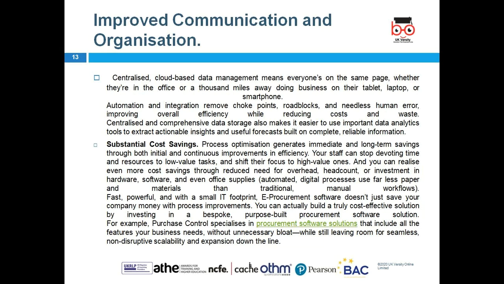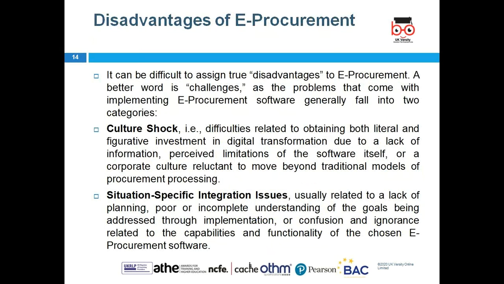Substantial cost saving. That's a key advantage. There is a huge cost saving in threes: man, material, and money. E-procurement software doesn't just save your company money with process improvement. You can actually build a truly cost-effective solution by investing in e-procurement software, and that will help you save time. And we need fewer human beings.